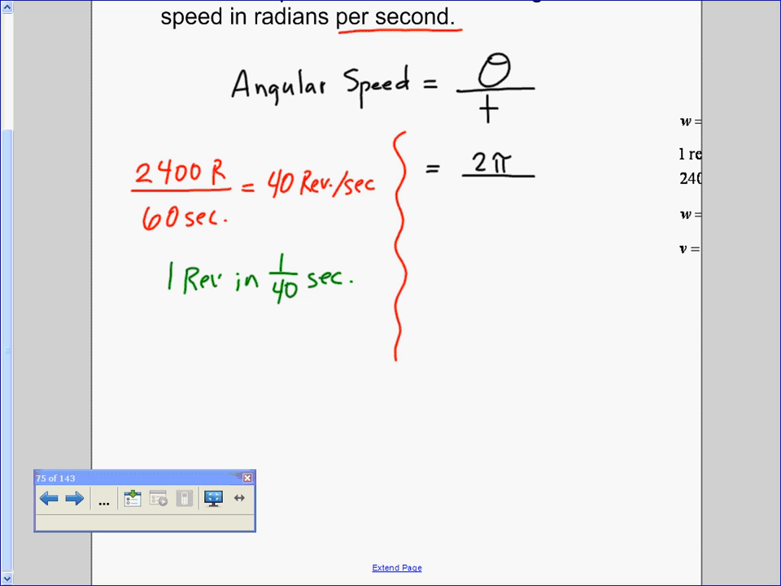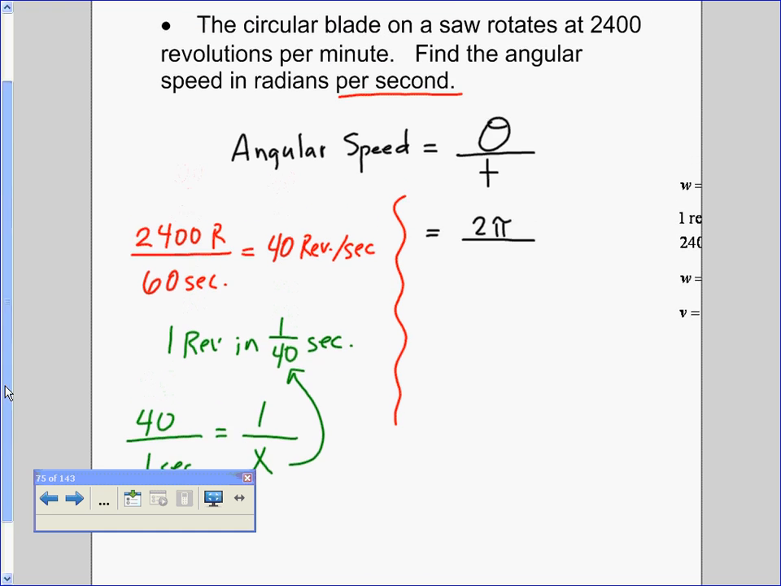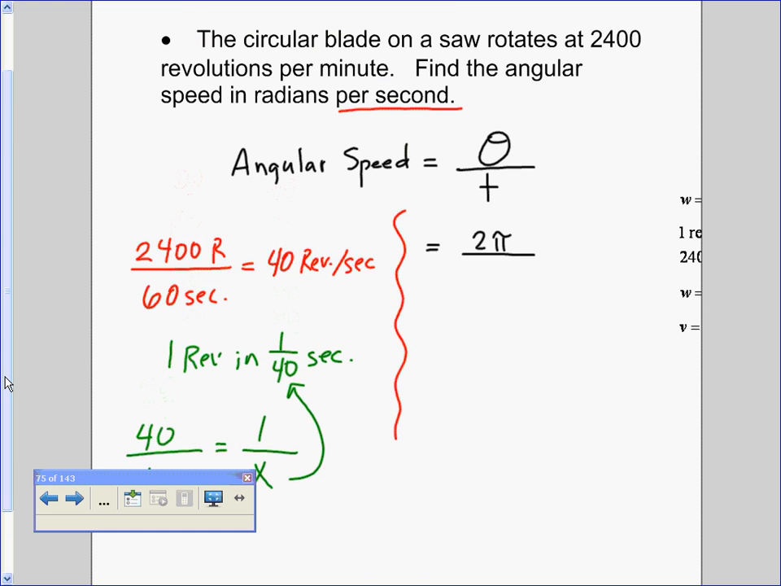Okay, again, if you can't make that connection immediately, then you can say, all right, I've got 40 revolutions in 1 second, and I want to know how long it's going to take me to get 1 revolution. You're finding x, and that's going to produce this 1/40th here. All right, so my time then, I come back over here, and this is going here, so 1 over the 40.